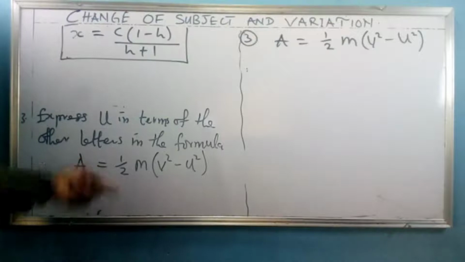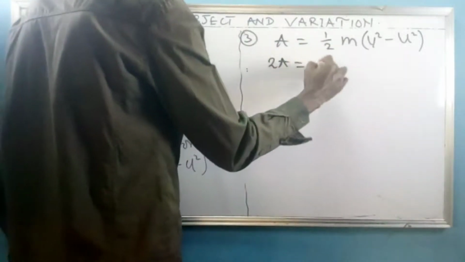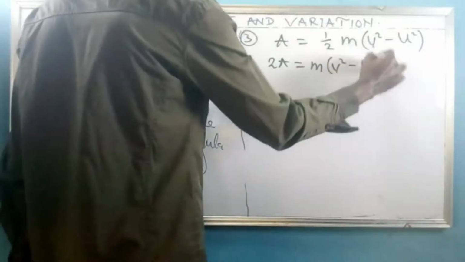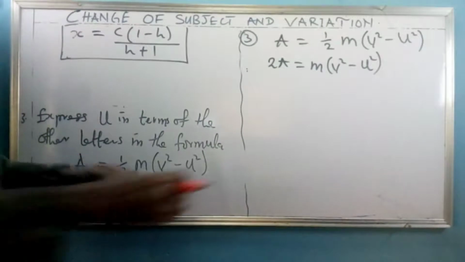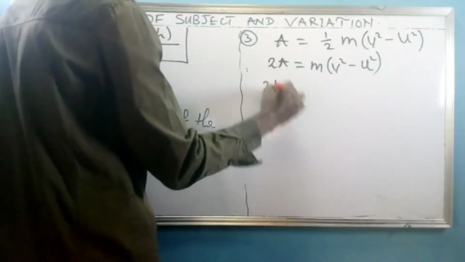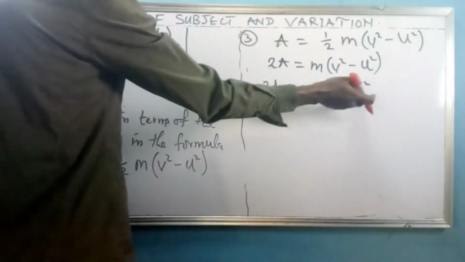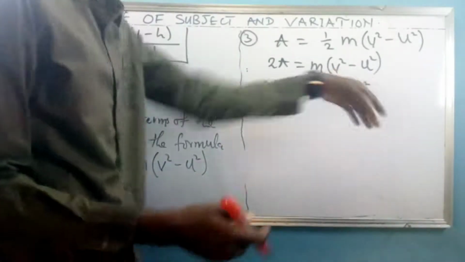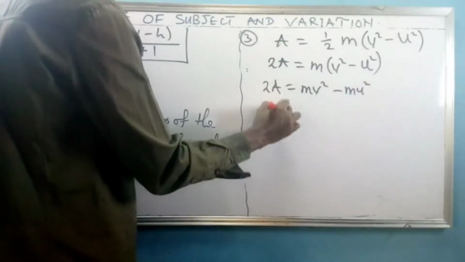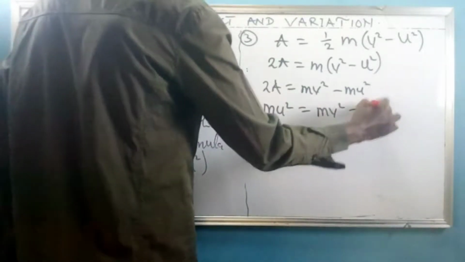You have a fraction, clear the fraction by multiplying through by the LCM. So you have 2a equals mv square and u square. I've already multiplied through by 2 like that. The next thing, you open the bracket on the other side. You have 2a equals mv square minus mu square. You need this one because you want to make u the subject. So take this one to this side, take this one back here. You have mu square equals mv square minus 2a.